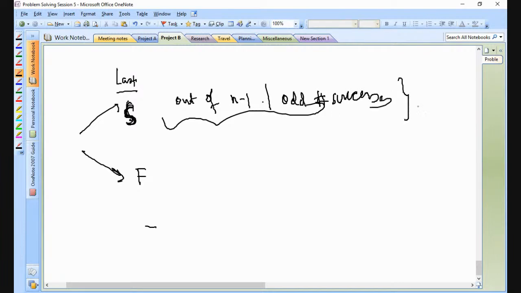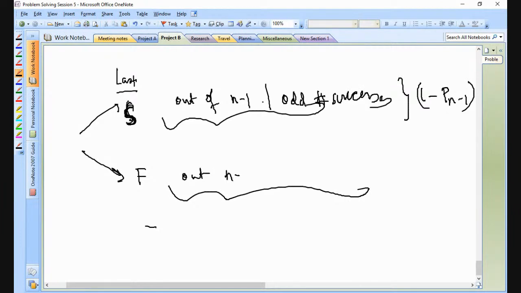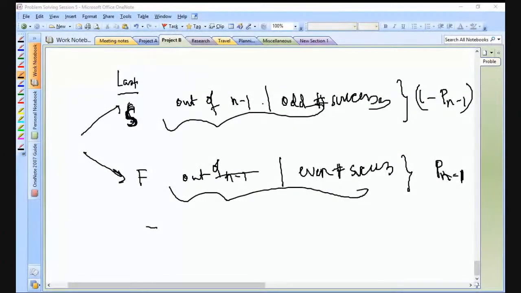What is the probability of this? It's 1 minus Pn minus 1, right? Pn is actually the probability of even number of successes out of n tosses. So out of n minus 1 tosses, odd number of successes means what? 1 minus Pn minus 1. If the last one is a failure, out of n minus 1 there will be even number of successes, so the sum goes to even. So how many ways can you do that? It's Pn minus 1. Did you understand, guys? The probability. Do you understand this?